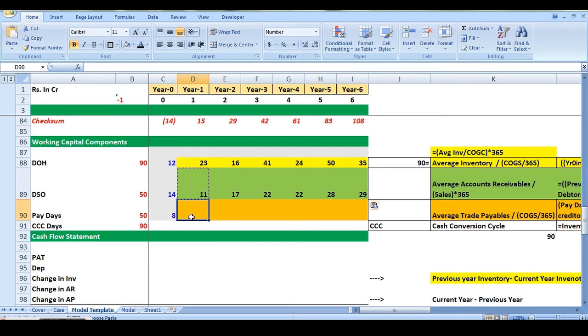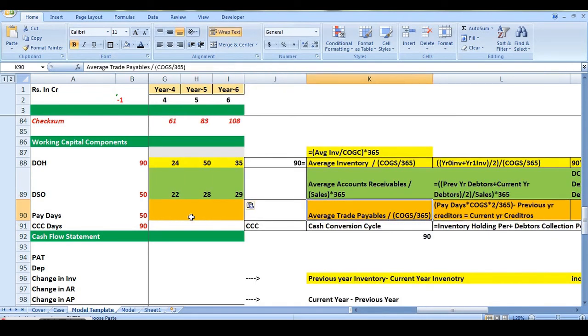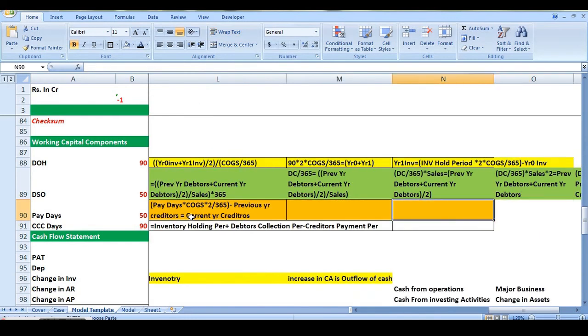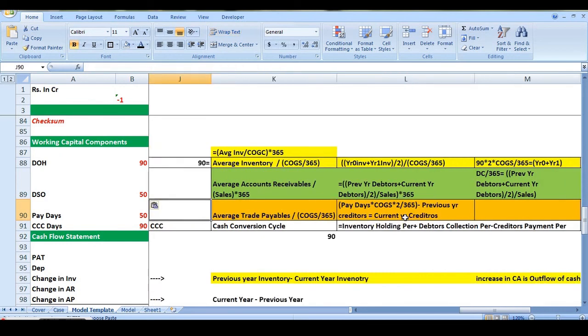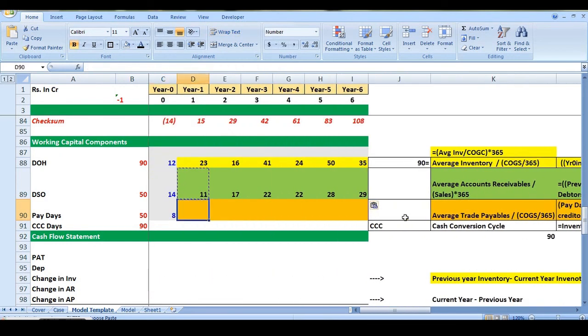Similarly for pay days, which is also called the creditors payment period, we follow the same procedure. We first find out the basic formula, which is average trade payables divided by COGS, the entire bracket multiplied by 365, and then we simplify it further. It simply gives us the formula as pay days into 2 into COGS divided by 365 minus previous year's creditors is equal to current year creditors. So we simply apply this formula to year 1 values, which is equal to pay days into bracket pay days.